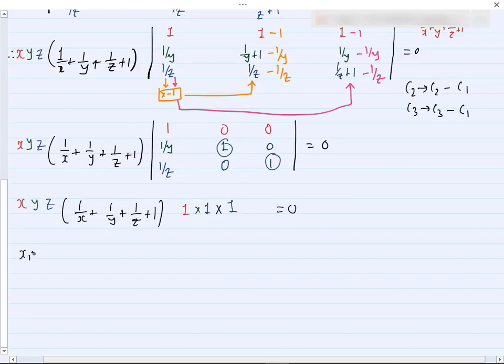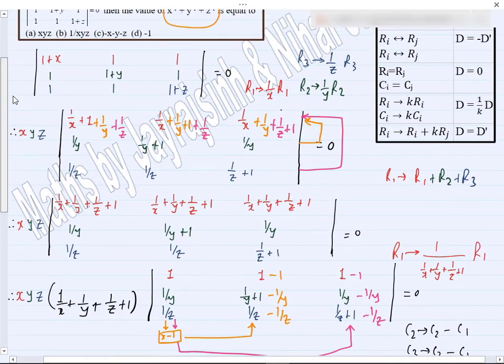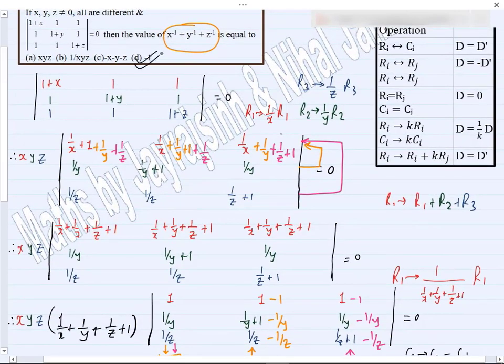Now x, y, z are not equal to 0, which is given in the question. So we can say 1 by x plus 1 by y plus 1 by z plus 1 is equal to 0, which will give us 1 by x plus 1 by y plus 1 by z is equal to minus 1. So tada! We get our required answer. Option D is your final answer.